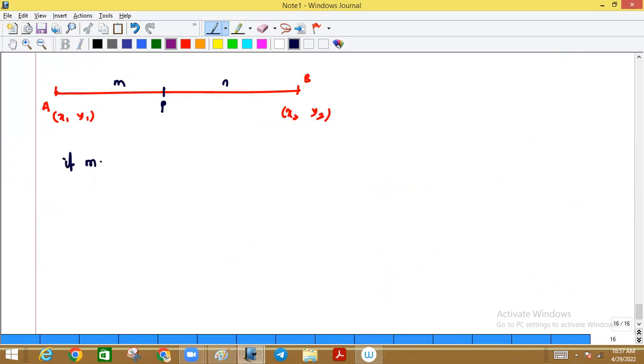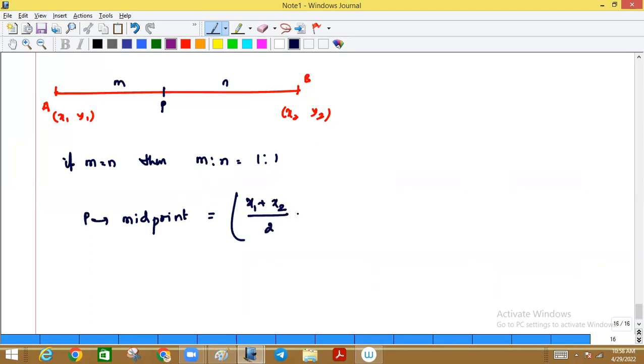If m is equal to n, then the ratio m is to n is 1:1, and P becomes the midpoint, which is x1 plus x2 by 2, comma y1 plus y2 by 2. That is the midpoint. Copy that. If m is equal to n, then m is to n is 1:1. Then P becomes the midpoint. Then the midpoint formula is x1 plus x2 by 2, y1 plus y2 by 2.